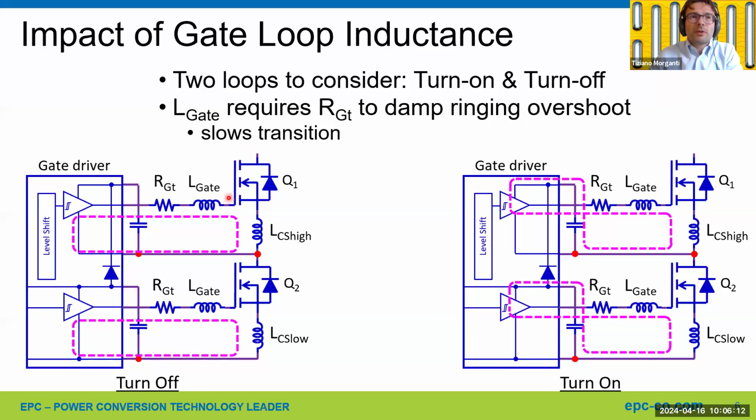So to limit this overshoot to our maximum rating of 6 volts, you need to increase the gate resistor to dampen this resonance. So the higher is the gate loop inductance, the higher needs to be this resistor. And this basically slows down the switching. So it's also important to reduce the inductance on the gate loop.